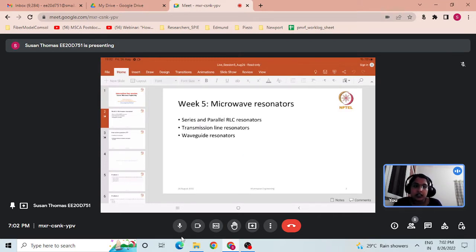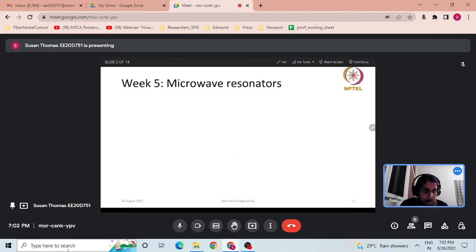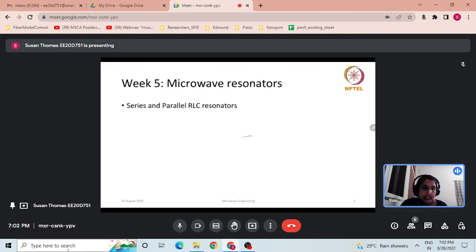So today we are going to cover the syllabus of week 5 content, that is on microwave resonators, which includes series and parallel RLC resonators, transmission line resonators, and waveguide resonators. So basically the week 5 covers all the microwave resonators, and we are going to cover some numericals and sample problem solving based on these microwave resonators.